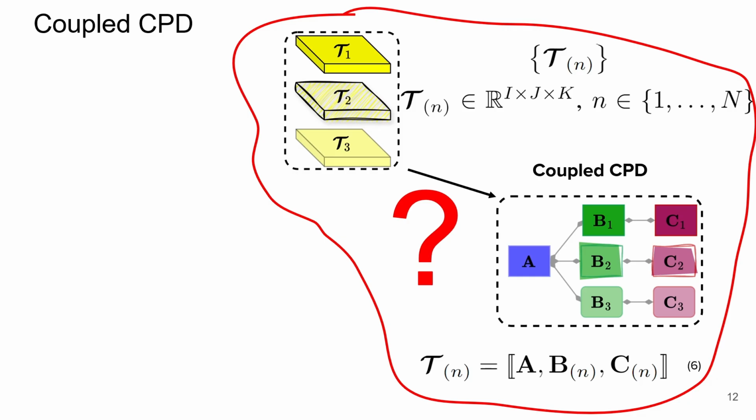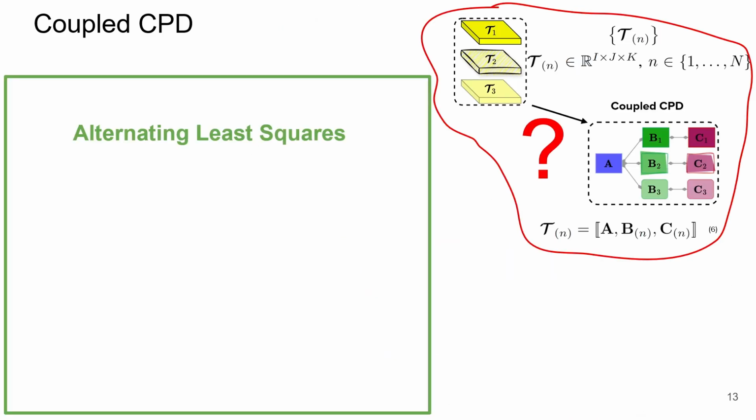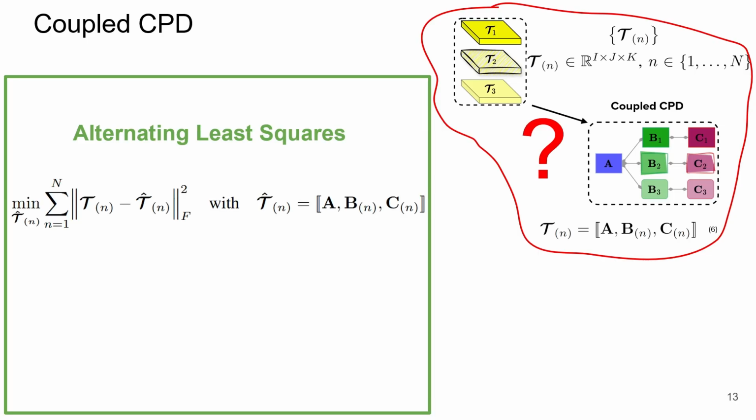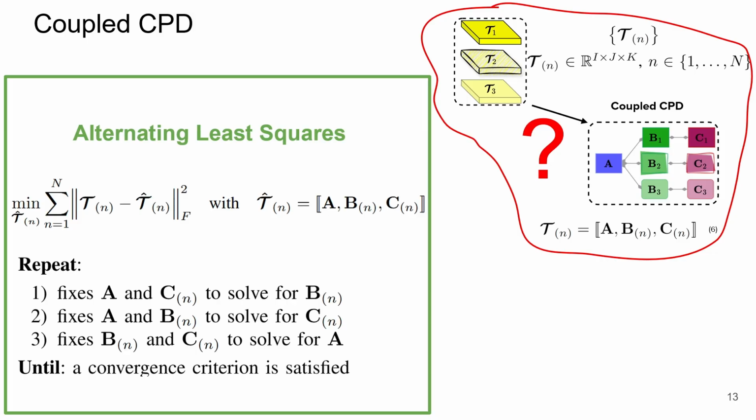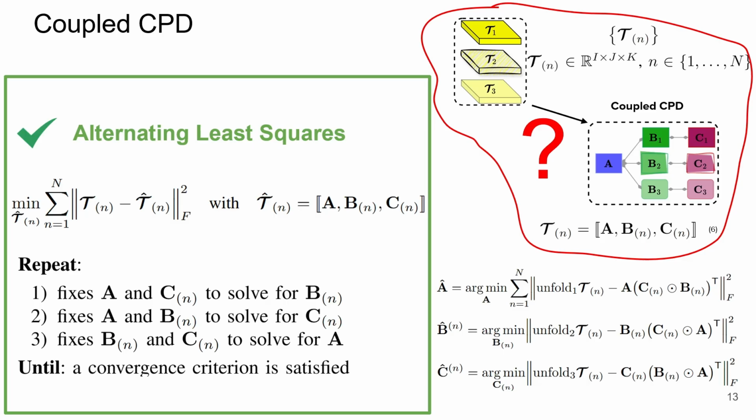But how do we extend this to the coupled case? To perform a coupled CPD, we use an alternating least squares (ALS) based approach. The goal is to compute a coupled CPD with our rank 1 components that minimize the reconstruction error. The ALS approach fixes A and C_n to solve for B_n, then fixes A and B_n to solve for C_n, then fixes B_n and C_n to solve for A, and continues to repeat the entire procedure until a convergence criterion is satisfied. Each subproblem, with all but one matrix fixed, reduces to a linear least squares problem. The detailed formulations can be found in our paper.